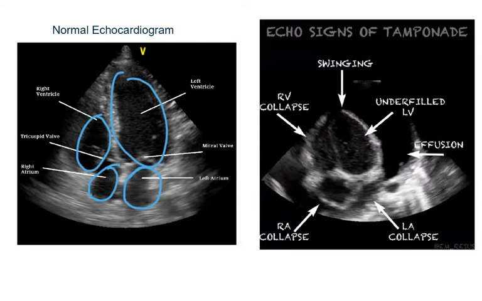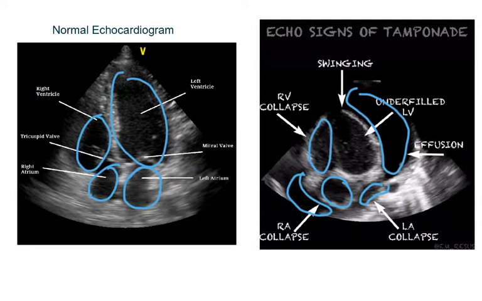In cardiac tamponade, what happens, like see all this black area is effusion. All of this is fluid. Due to which the right atrium, left atrium, they're all collapsed. Right ventricle is collapsed and the heart is swinging and the left ventricle is underfilled, due to which the cardiac output is decreased.